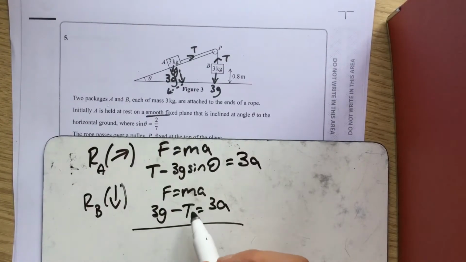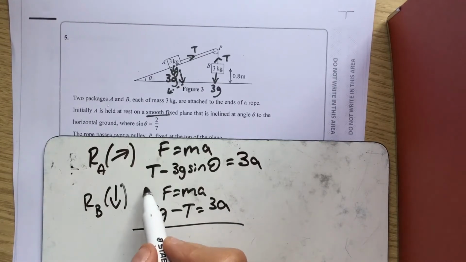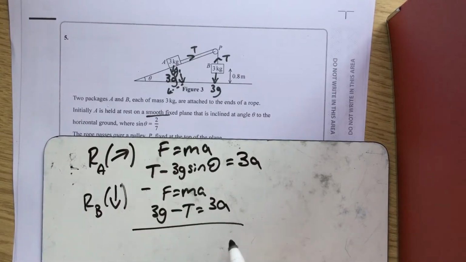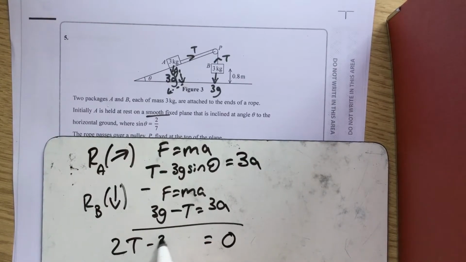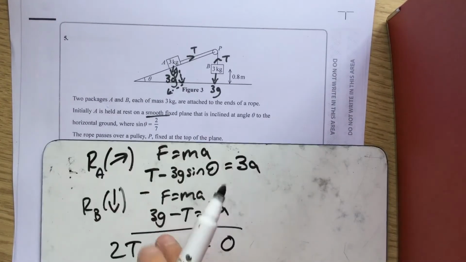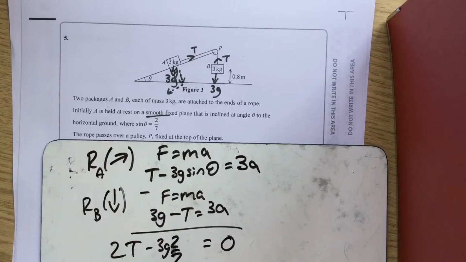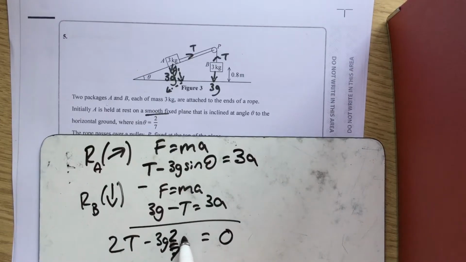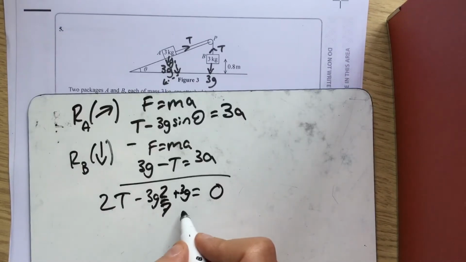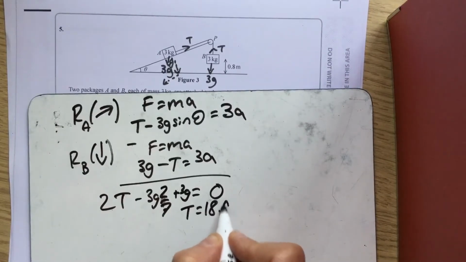I like to add, so I would just essentially add these two together, actually we want the tension, so we might be better off to subtract. So we'll end up with 2T minus 3g, and sine theta was 2/7, so 3g times 2/7, plus 3g. Rearrange all that, we get a value out of tension of 18.9.